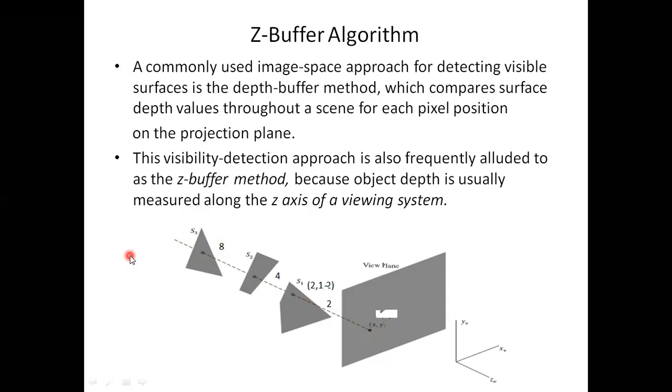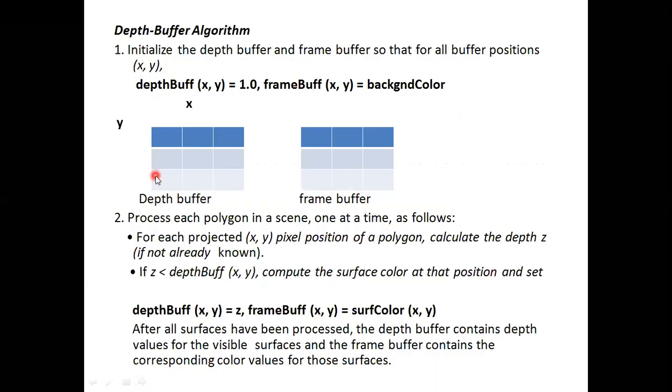Now let us check the working of this. For the implementation of this Z buffer algorithm, we require 2 buffers. Those 2 buffers are called the depth buffer and the frame buffer. For both of the buffers, the row says x values and the column says y values.